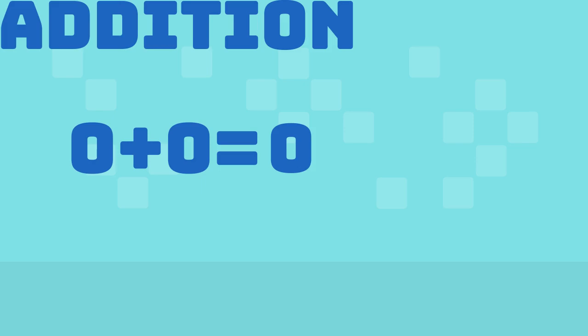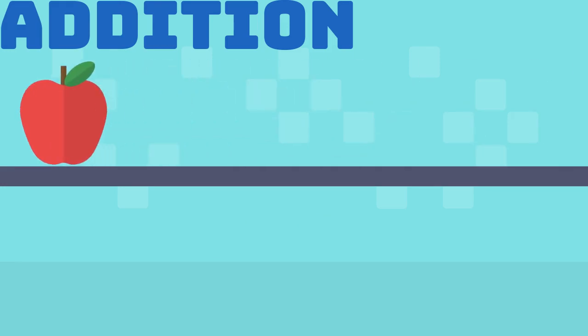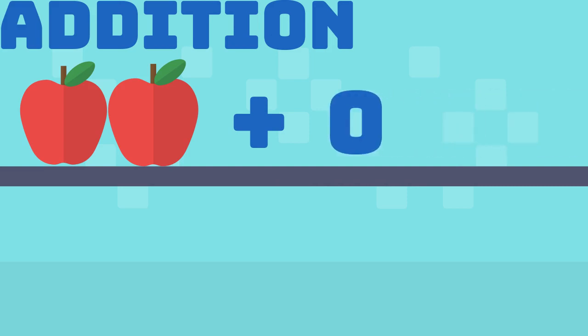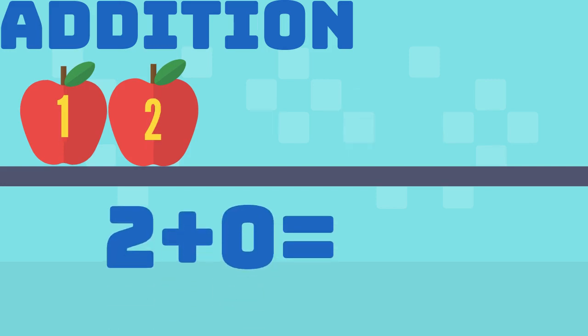1 apple plus 0 equals 1 apple. So, 1 plus 0 equals 1. 1, 2 apples plus 0 equals 1, 2 apples. That means 2 plus 0 equals 2.